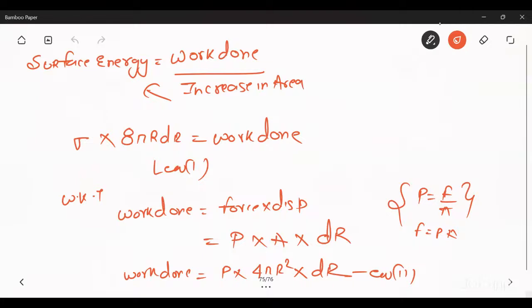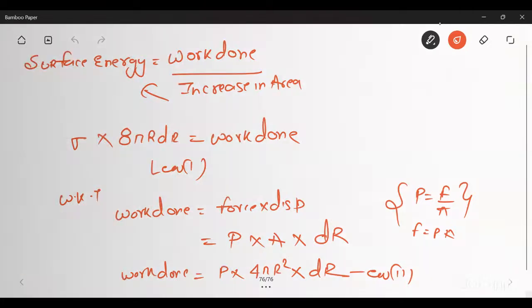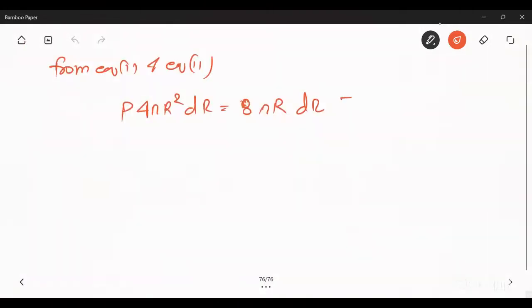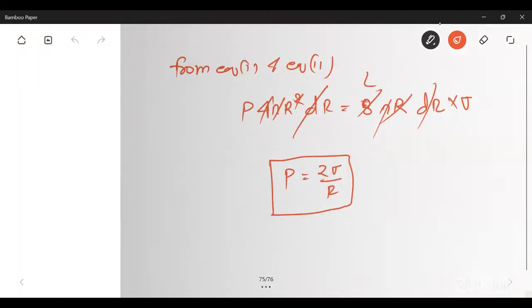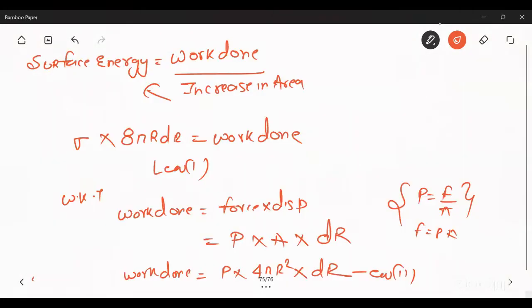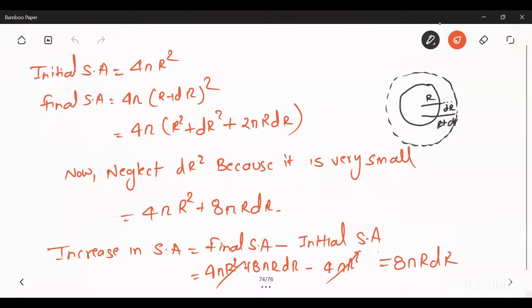P into 4 pi r square into dr, sigma into 8 pi r dr. Now dr will be cancelled, pi will be cancelled, 4 to the 8, and 1 upon r term is cancelled. So we will get P is equal to 2 sigma upon r. So that was the excess pressure inside a liquid drop. Okay, so that was the expression for excess pressure inside a liquid drop.